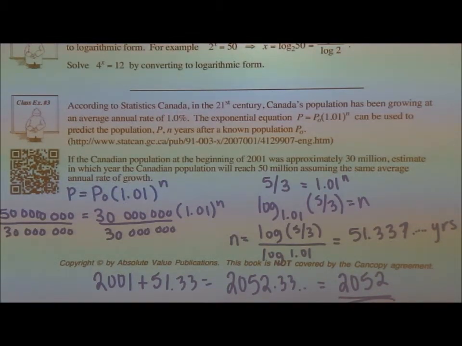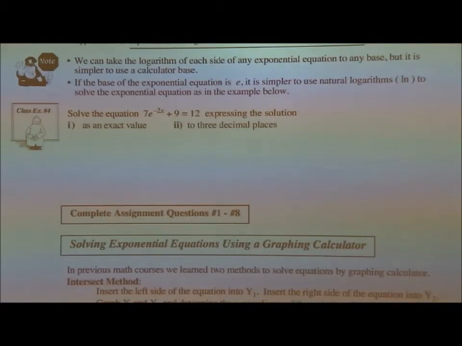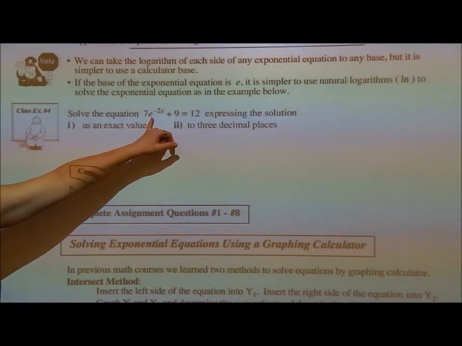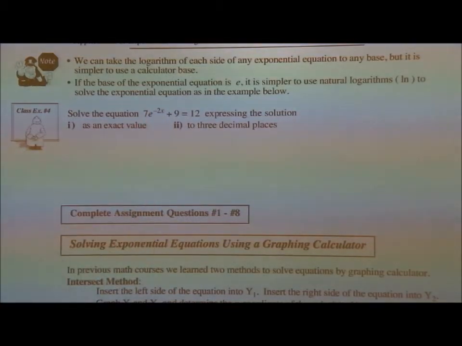Okay, two more things. The next question just looks at natural logs. We can solve these equations if we have a natural log. We're not just limited to common logs. You know you have a natural log if you have e. If you see the constant e, that means you have to use a natural log.